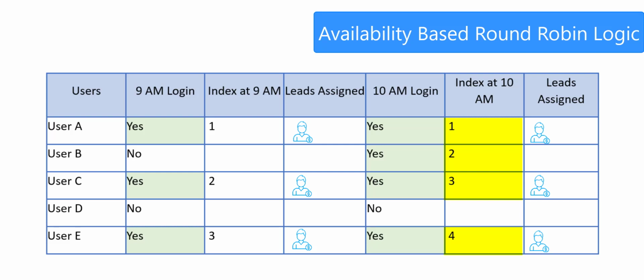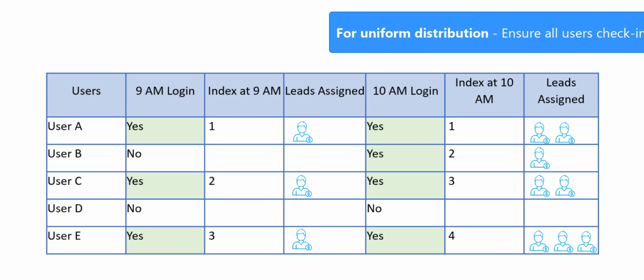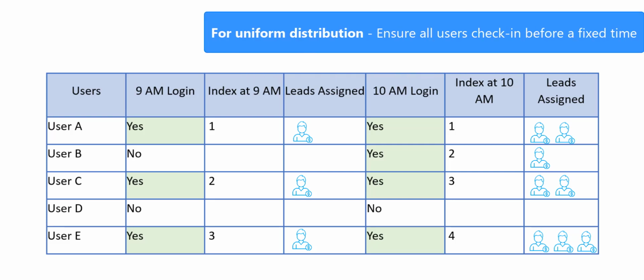Incoming leads are now distributed to users based on their new positions in the index. As more leads come in, since the next position in the index is 4, the next lead will be assigned to user E. User A now has 1 lead, user B has 0 leads, user C has 1 lead, and user E has 2 leads. Assuming no one else checks in, the round-robin will now resume from position 1 in the index. Therefore, the lead distribution won't remain uniform. Some users might be assigned more leads than others. Instead, if you want the distribution to remain uniform, ensure that all your users check in before a fixed time.